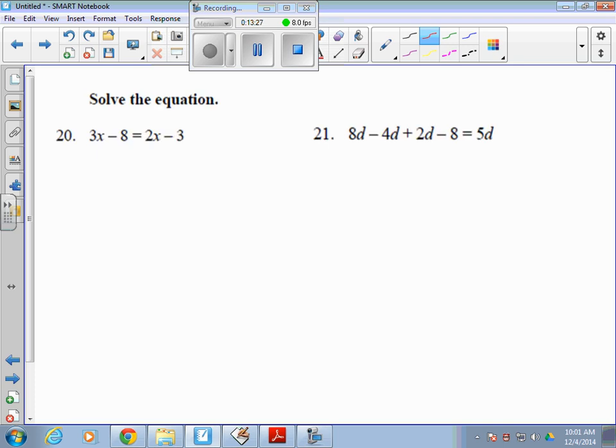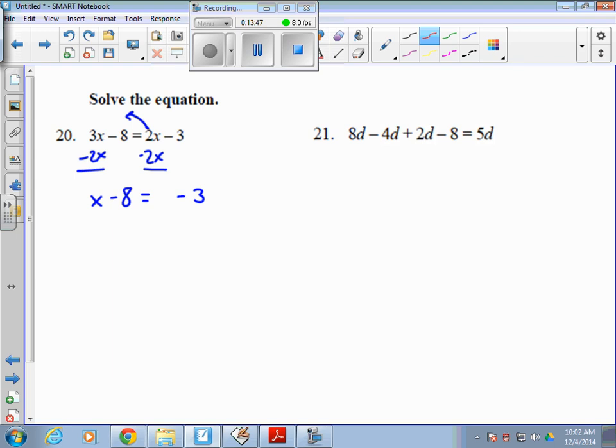Number 20, 21, 22, and 23 tell you to solve these simple equations. Number 20 has variables on both sides. Bring your smaller 2x over to your larger 3x side by subtracting 2x. You do it there, do it here. 3x minus 2x is 1x. Minus 8 equals negative 3.